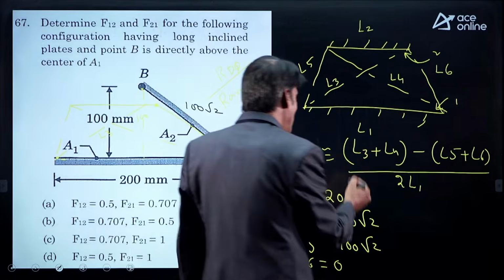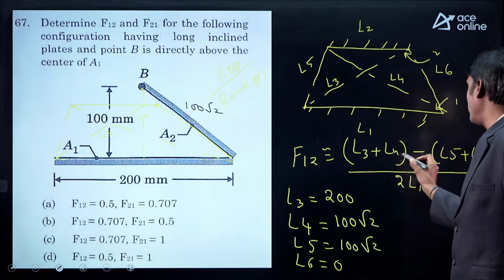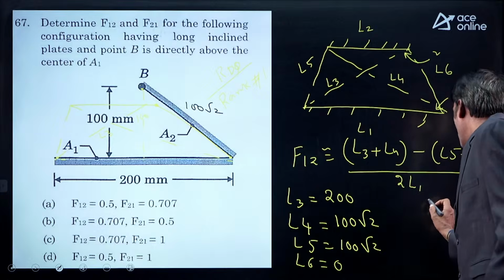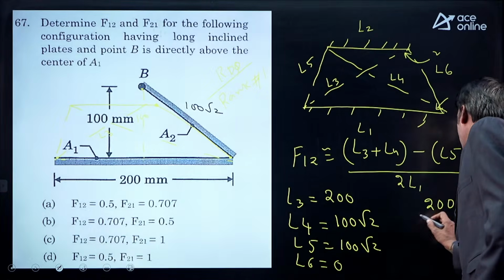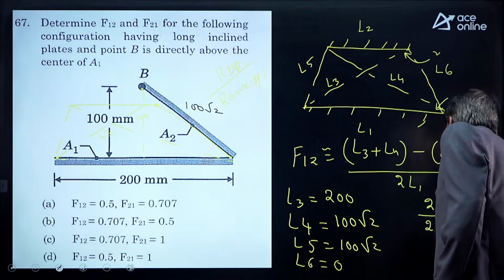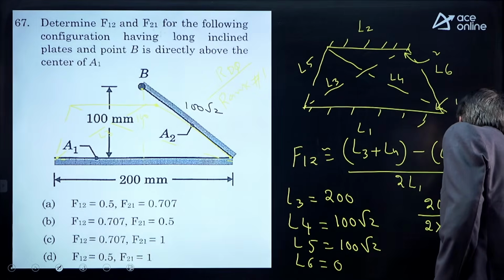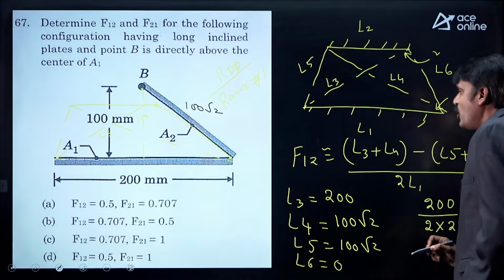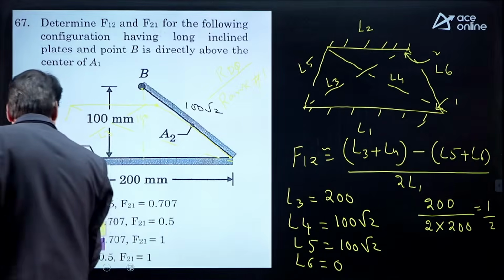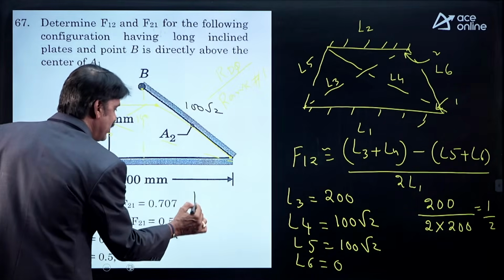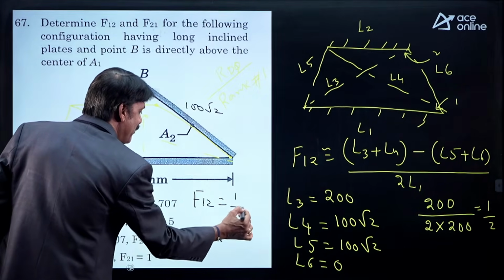Now if you substitute it, 200 plus 100 root 2 minus 100 root 2, numerator becomes 200, divided by denominator, which is 2 into L1, which is 200. F1 on 2 is equal to half.